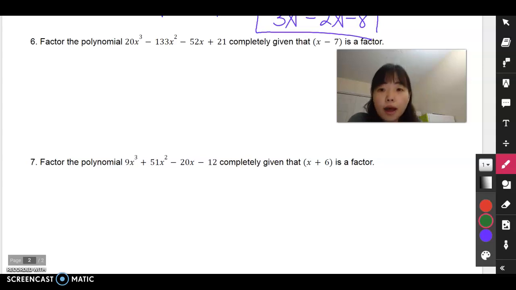Hi guys, so I'm gonna do remediation LT4, 6 and 7, 6 one more time just because I was rushing. I'd rather just go through it slowly.